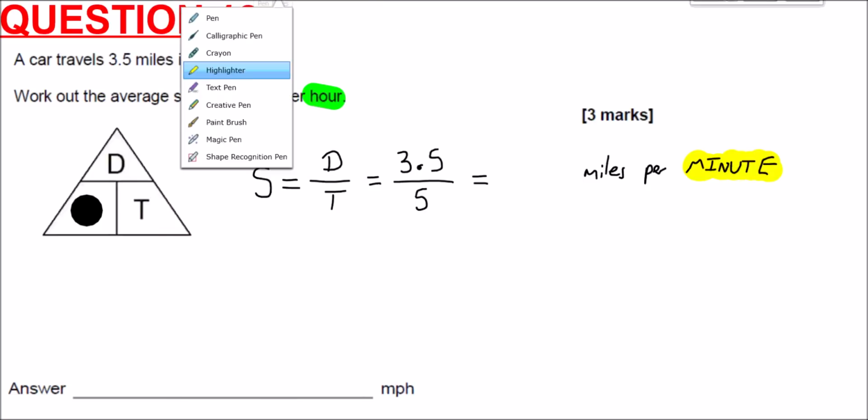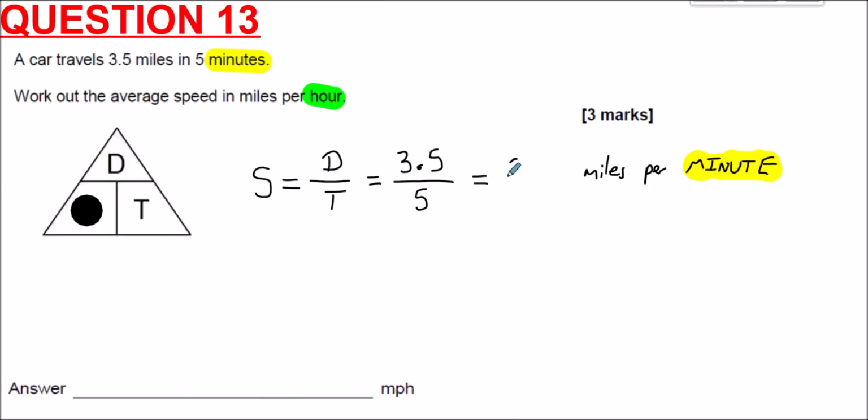So that's 0.7 miles per minute, but obviously we want it in miles per hour. And so how do we go from minutes to hours? If you think about it, if a car's travelling 0.7 miles every minute, then it will do that same distance on average for every single minute in the hour. So how many minutes are in an hour? It's obviously going to be 60. So what we need to do here is to multiply by 60.